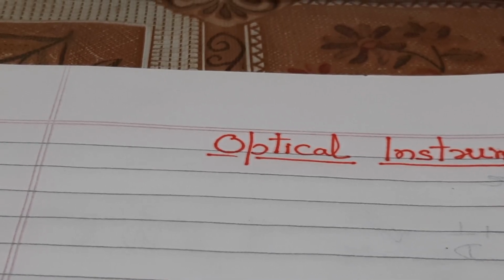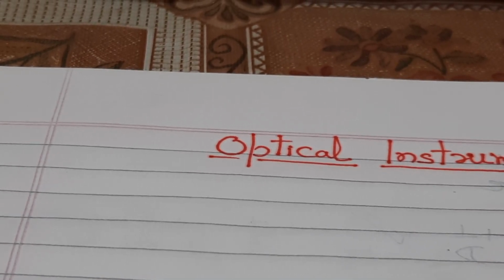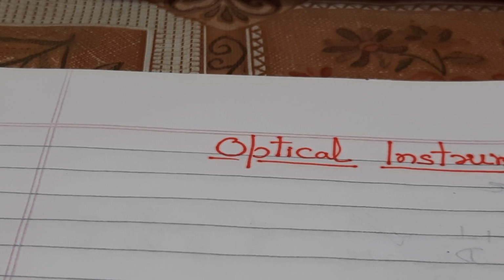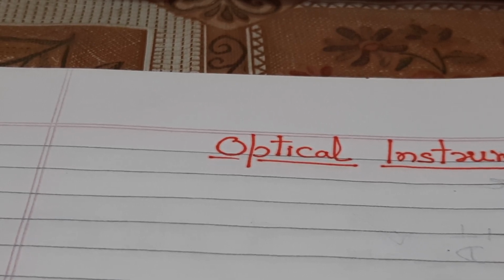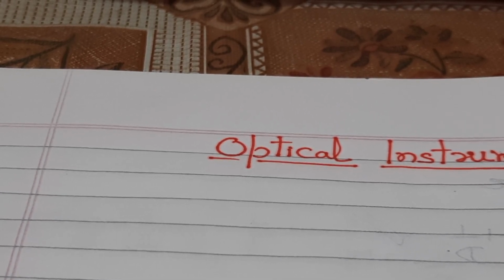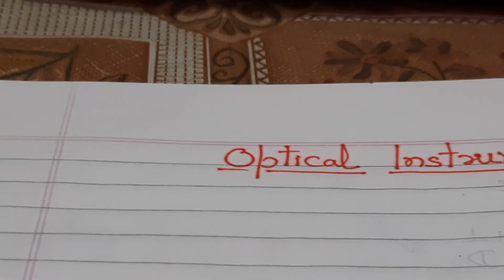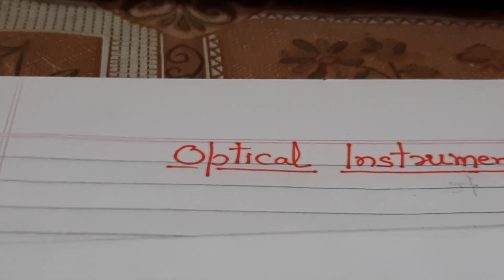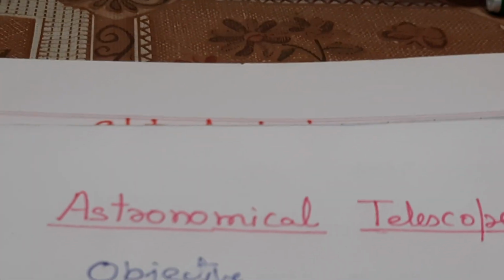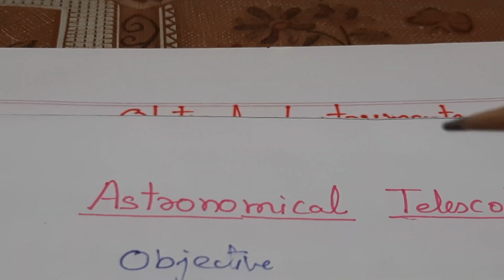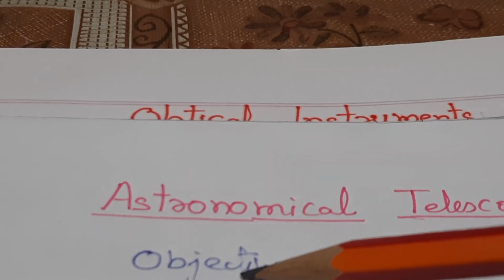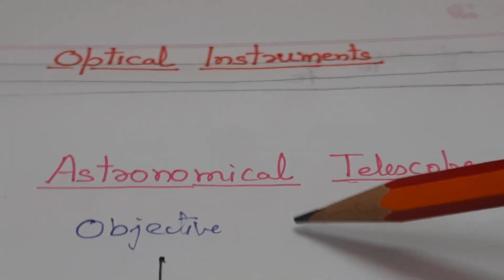Hello everyone. Today we will take an optical instrument, which is very important for class 12th. In this optical instrument, today we are taking the astronomical telescope. First we will try to understand ray formation by the astronomical telescope. Here in the astronomical telescope we will use two convex lenses. One is known as the objective and another is known as your eyepiece.